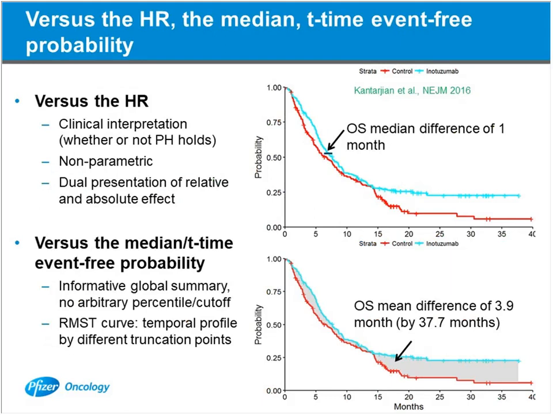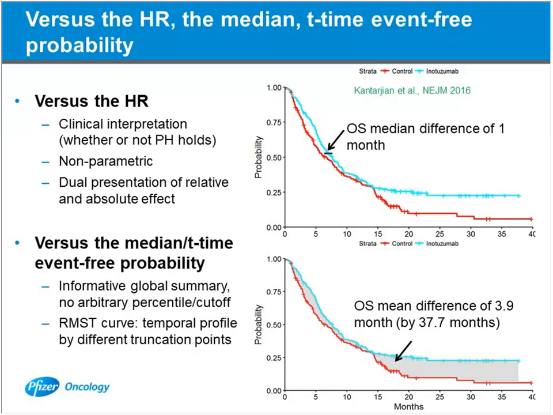I want to use the plot on the right as an example to illustrate this. So this is a phase 3 trial of inotuzumab versus control chemotherapy in acute lymphoblastic leukemia. If you look at the Kaplan-Meier plots, the proportional hazard assumption apparently does not hold. The top plot shows a median difference of 1 month. The bottom plot shows an area between the curves difference of almost 4 months, which turns out to be the mean difference between the two arms.